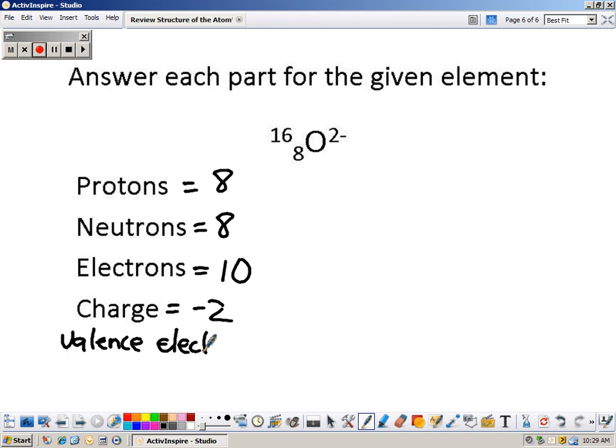Okay, so we're done. This is how you can find protons, neutrons, electrons, and valence electrons. So you always have to have your periodic table in front of you. That's the catch. Unless it's given to you in this form already, then you don't need the periodic table.